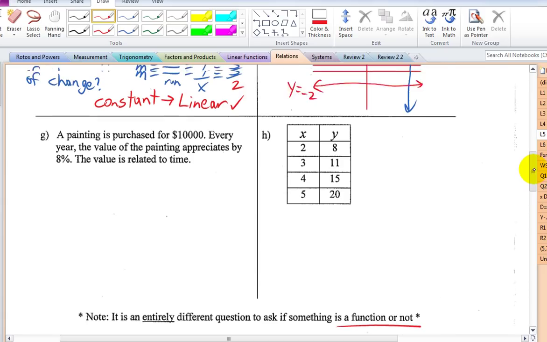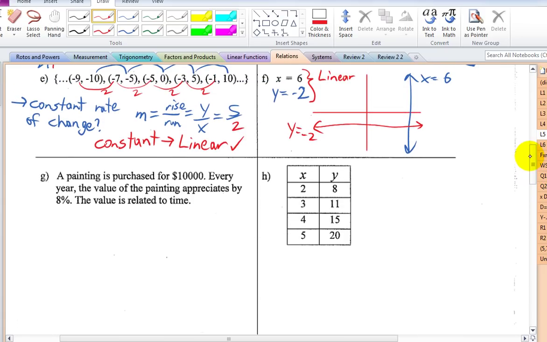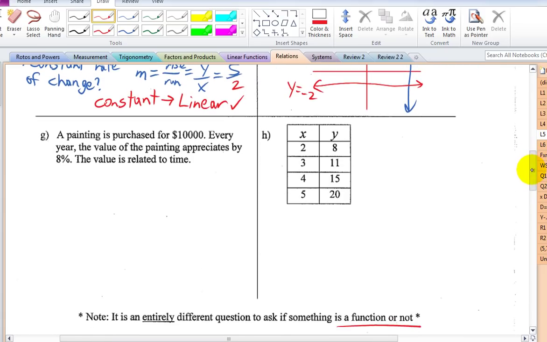Okay, this next one's a little weird. Paintings, they appreciate. Some investments always appreciate. So appreciate means it goes up by 8% each time. So what we can do is have time and value in our chart, and we can see what happens. Time 0, the painting's worth 10 large.